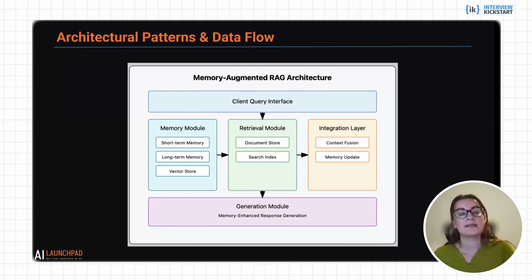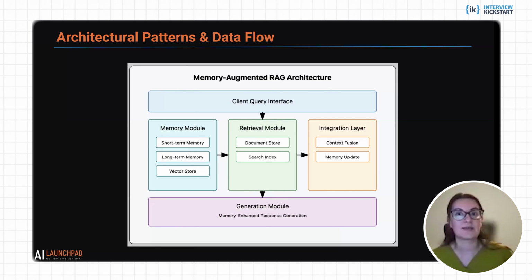And finally, there's an integration layer, and that is kind of like the fusion brain of the architecture. It takes the retrieved content and merges it with the current context. It has two main sub-functions: context fusion and memory update. Context fusion combines the user query, memory recall, and all the retrieved documents into a unified context window for the model. And memory update, after the model generates a response, writes important new facts or user interactions back to long-term memory. And then finally, you have the generation module.